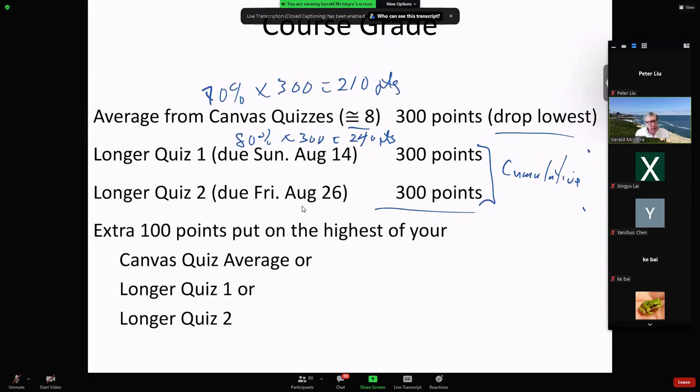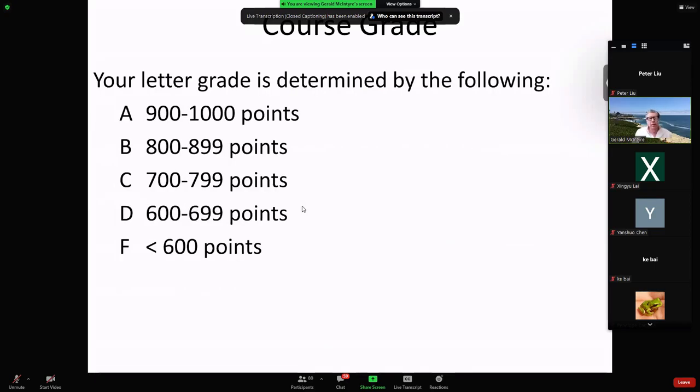Then once we have the points from this scheme, okay, your grade will be determined by the following scale. Okay, and this is the standard scale. Okay, alrighty.